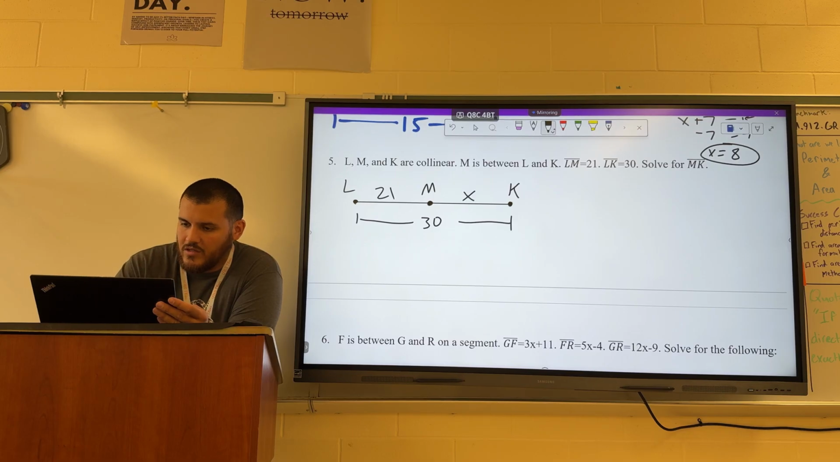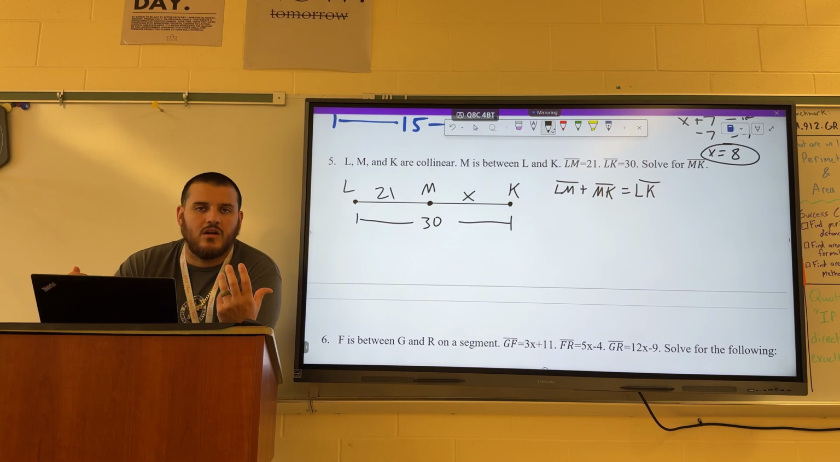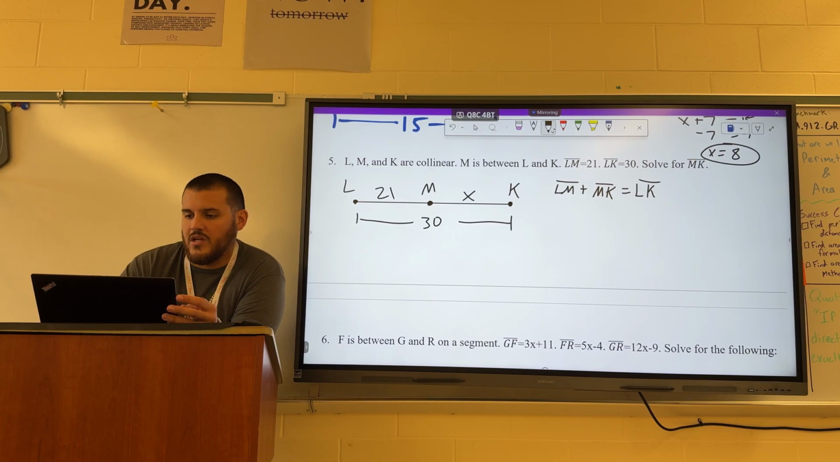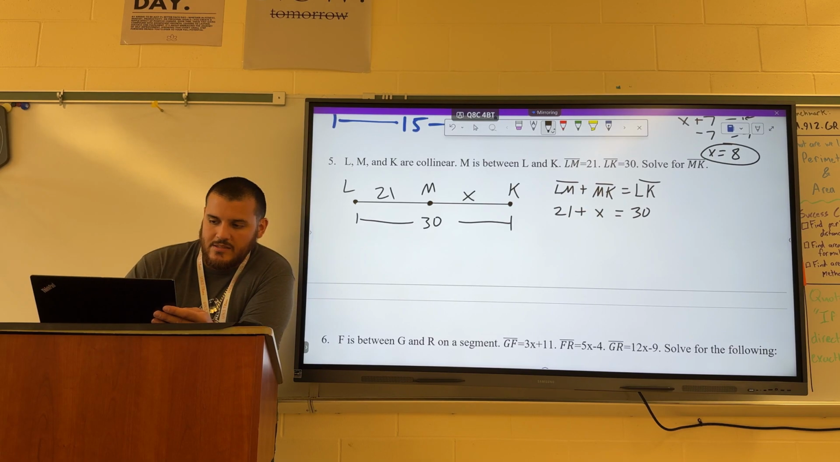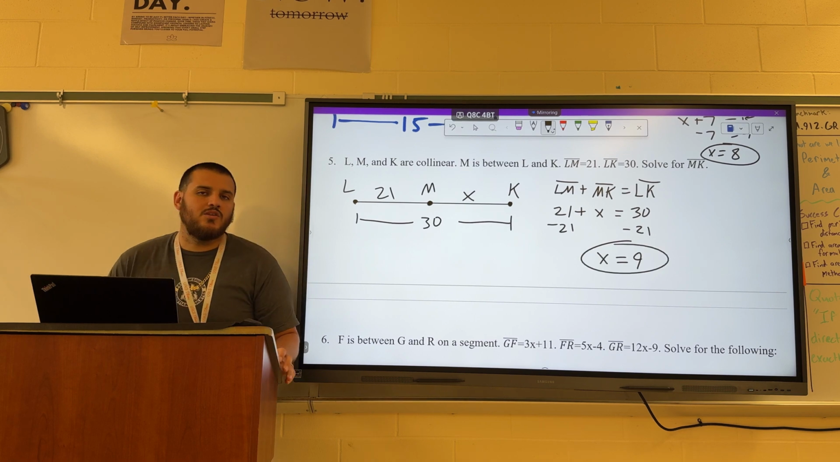So the little piece where our 21 comes from, that's the LM. If we combine that with the other part, MK, that gives us the entire segment LK. From here, we can substitute our values in to have a solvable equation. LM is 21, MK is X, LK is 30. Now we can subtract both sides by 21 to get our missing measurement, that MK is 9 units long.